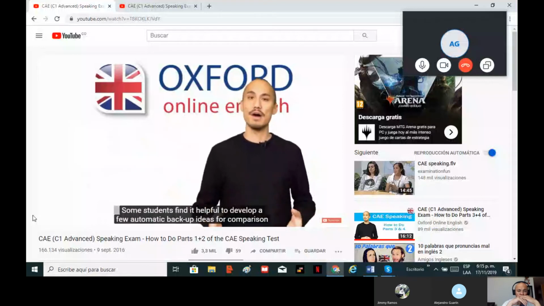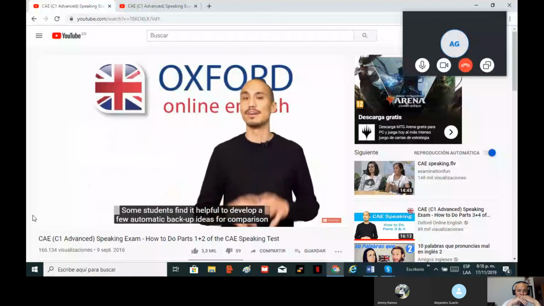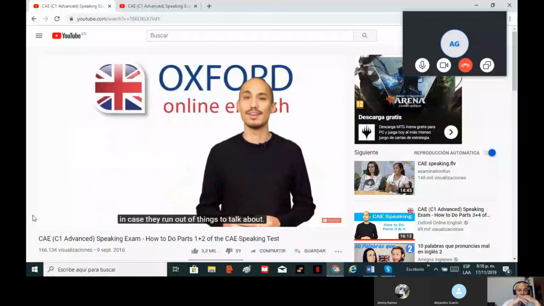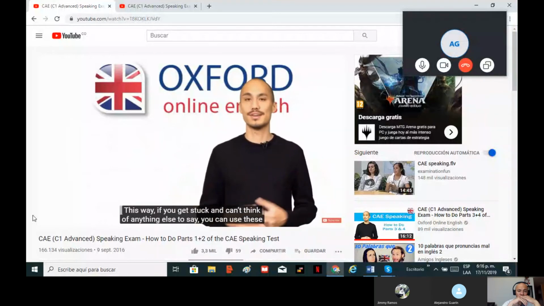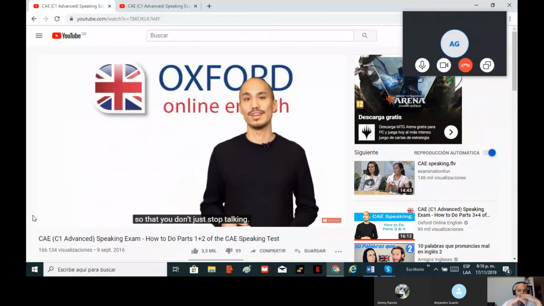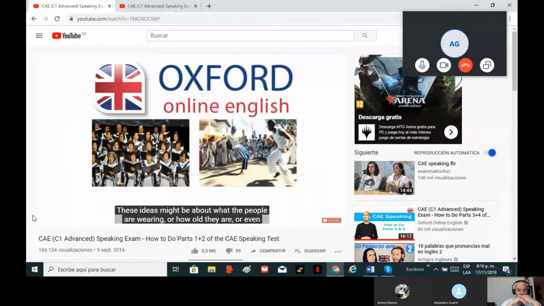Some students find it helpful to develop a few automatic backup ideas for comparison in case they run out of things to talk about. These are simple ideas that you can use for any picture. This way, if you get stuck and you can't think of anything else to say, you can use these so that you don't just stop talking. These ideas might be about what the people are wearing, or how old they are, or even how many people there are.